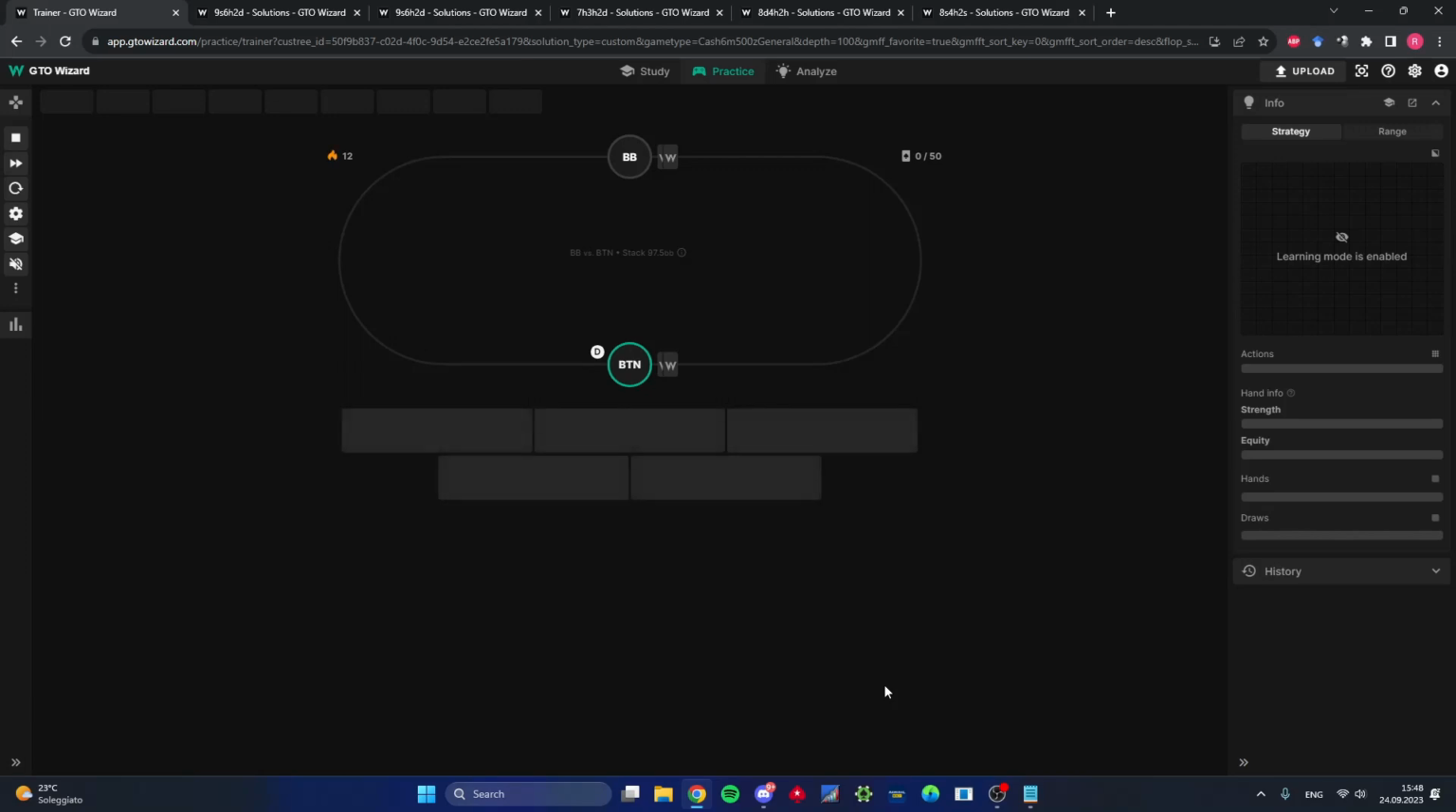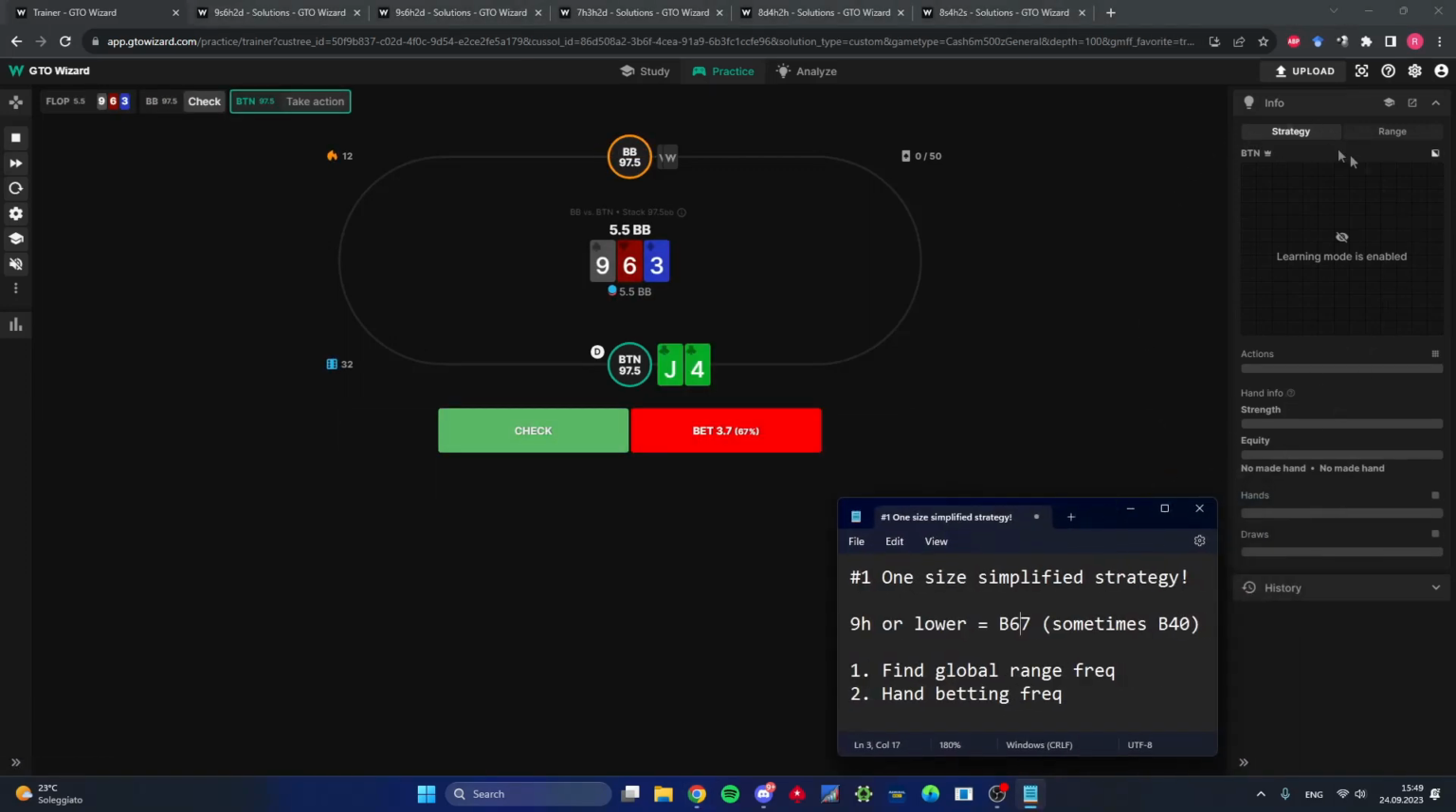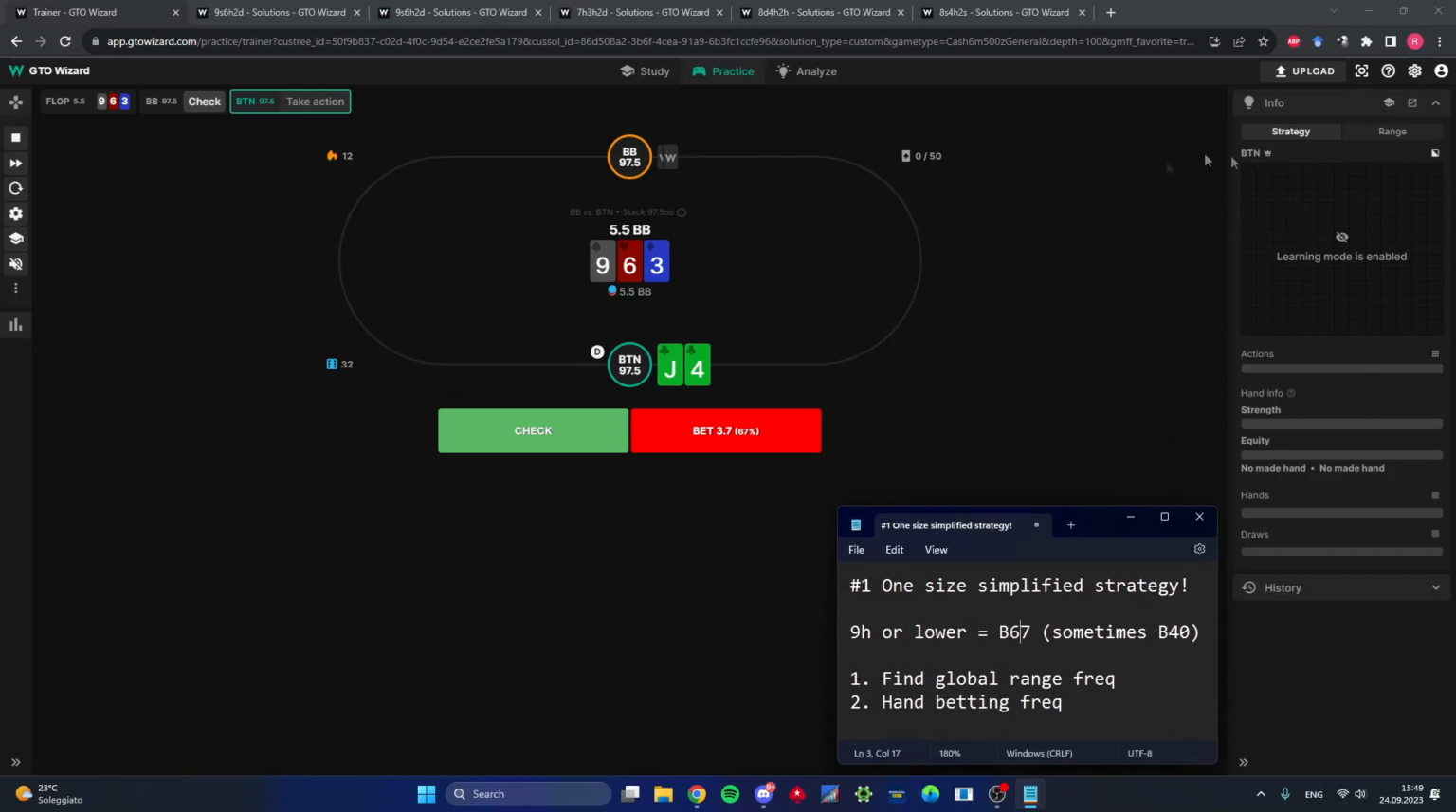I hope the trainer everything is set up correctly. Let me move this one over here. Afterwards we can always look at the actual strategy if something is unclear, or we want to check a concept and see if it applies or not.